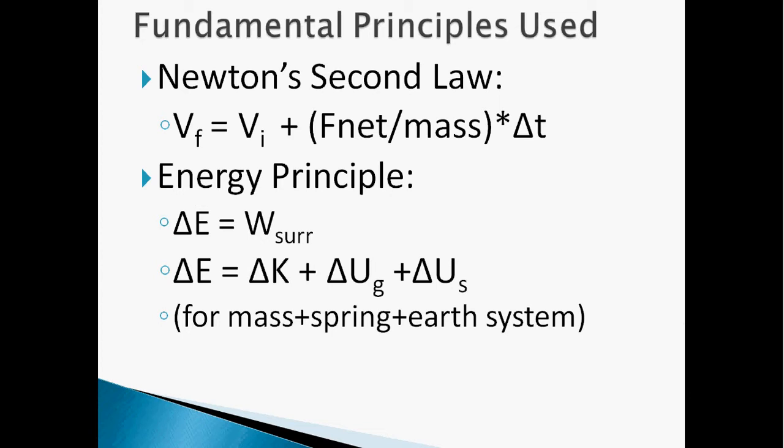In this lab, we have chosen our system to include the mass, the spring, and the earth. Thus, the total energy change of the system is also equal to the kinetic energy change plus the gravitational potential energy change plus the spring potential energy change. These should add up to the work done by the surroundings on the system. For our system, this value is 0 since there are no objects other than maybe air resistance that are affecting the system that are not already within the system.